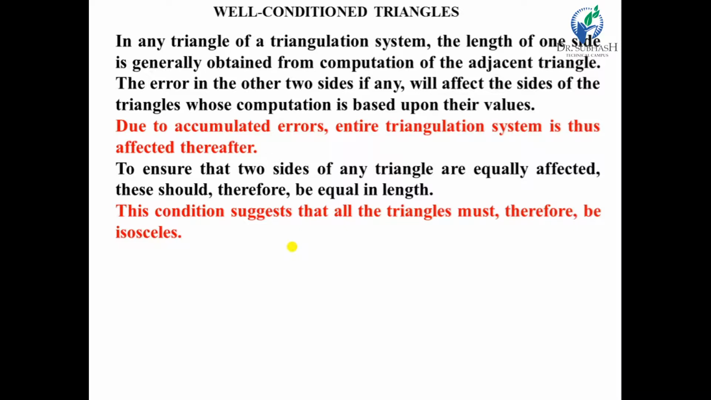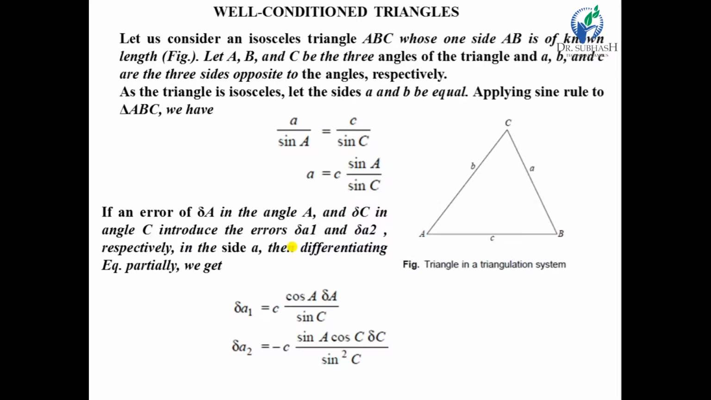In any triangle of the triangulation system, the length of one side is generally obtained from the computation of the adjacent triangle. The errors in the two other sides, if any, will affect the sides of the triangles whose computation is based upon their values. Due to accumulated errors, the entire triangulation system is thus affected thereafter. To ensure that the two sides of any triangle are equally affected, they should therefore be equal in length. The condition suggests that all the triangles must therefore be isosceles.